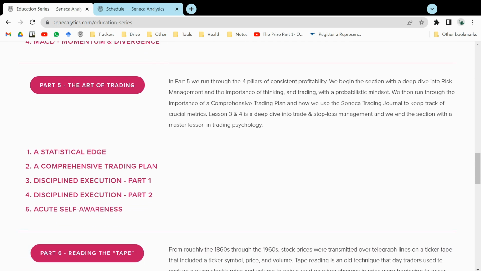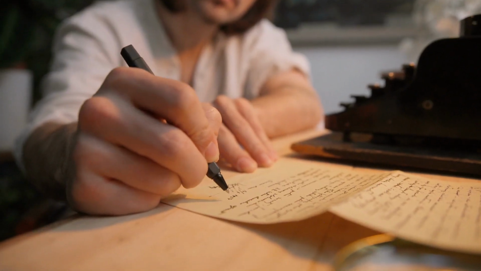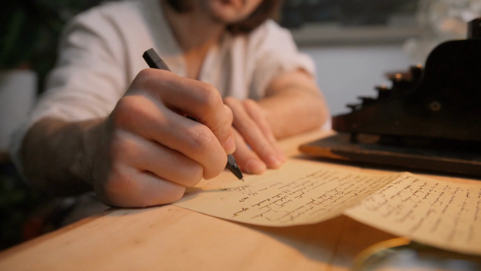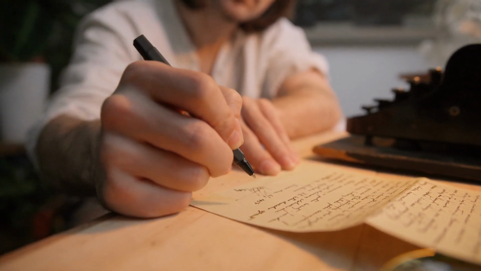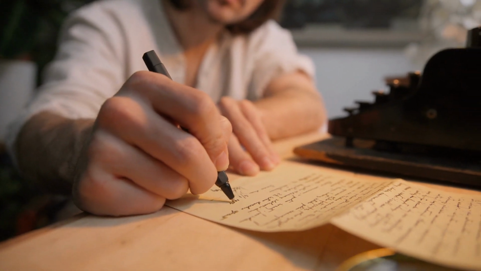Then we get into the art of trading, the 4 pillars of consistent profitability, as well as a little bit of psychology, where we talk about acute self-awareness, understanding yourself. Because understanding yourself is a real key to understanding your trading and how to be a profitable trader.